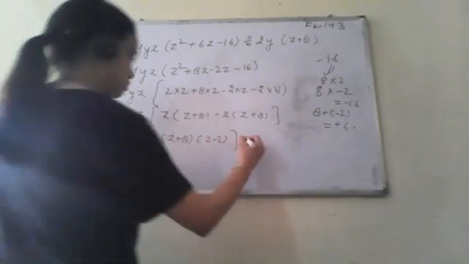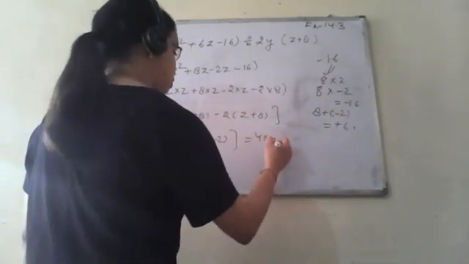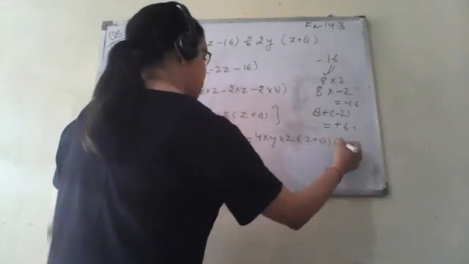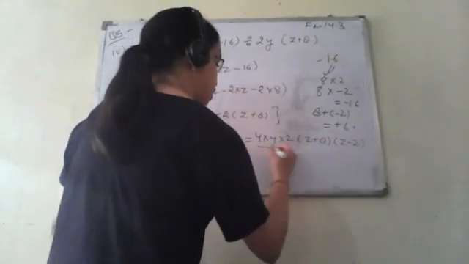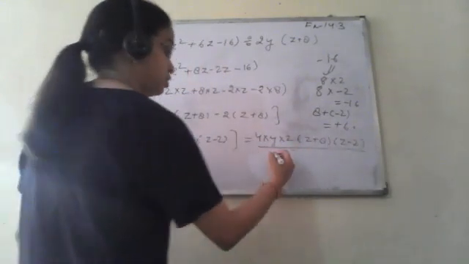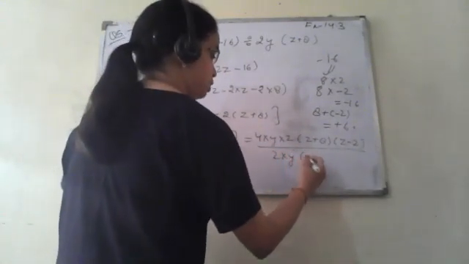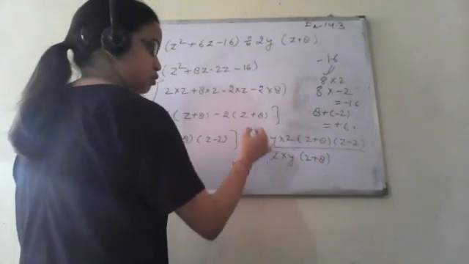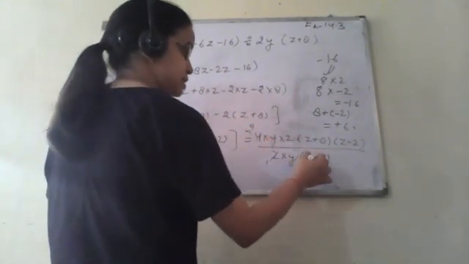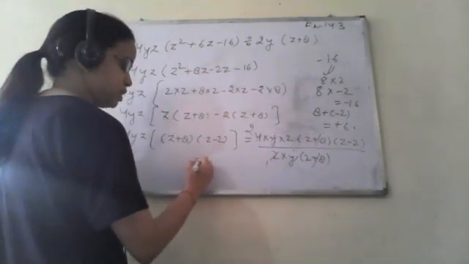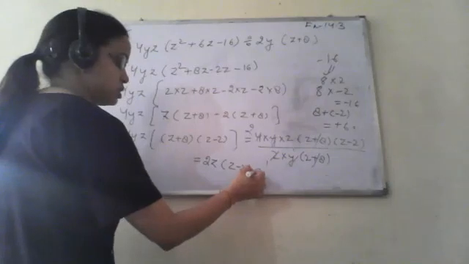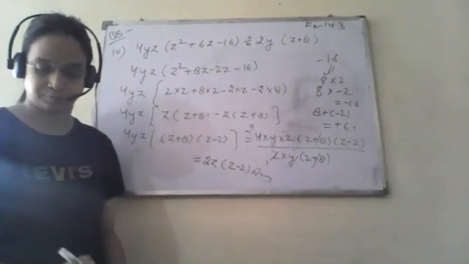So in the numerator we have 4 into y into z plus 8 into z minus 2, and in the denominator we have 2 into y into z plus 8. So 2 ones are 2, 2 twos are 4, and this y is cancelled, z plus 8 is cancelled. So what is left? That is 2z into z minus 2. So this is the answer.